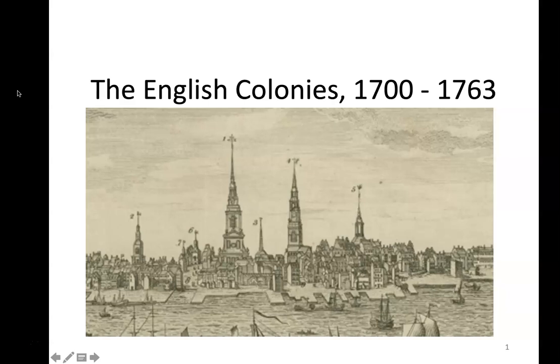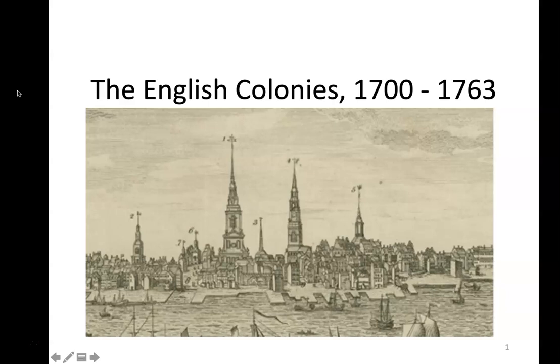Now, notice the slide. The years are from 1700 until 1763. So the period here is curtailed, obviously, and that's for a specific reason. Namely this, that 1763 is going to mark two things. It's going to mark the end of what's called the Seven Years' War, or in American history books, it's often referred to as the French and Indian War.